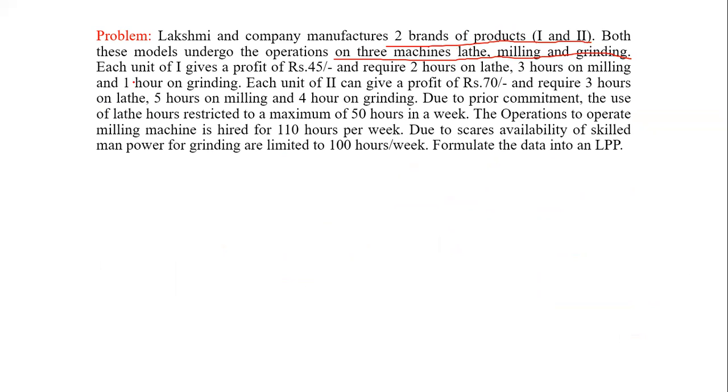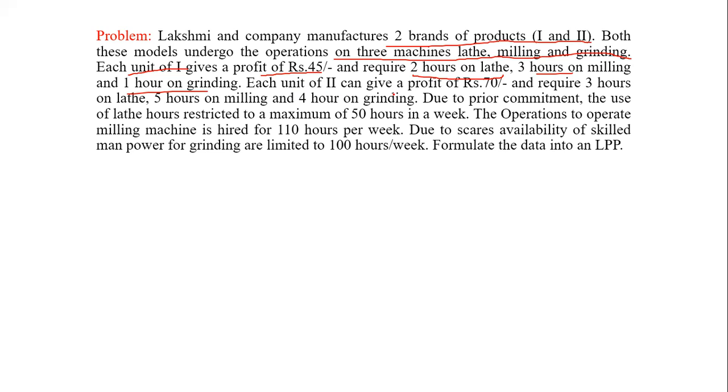Now, if you make 1 unit of product 1, it will give you a profit of 45 rupees and requires, that is the requirement, I cannot use 3 hours on lathe machine because 2 hours is enough to make 1 unit of product 1. So that is the requirement of lathe machine, 2 hours on lathe machine. So 3 hours on milling machine and 1 hour on grinding machine. Similarly, for the second unit also have profit information and the requirement information.